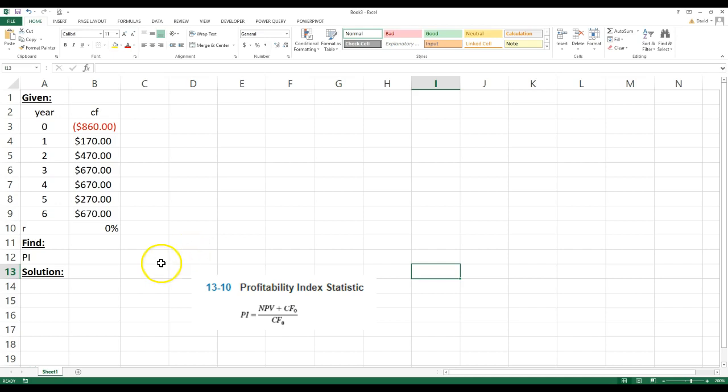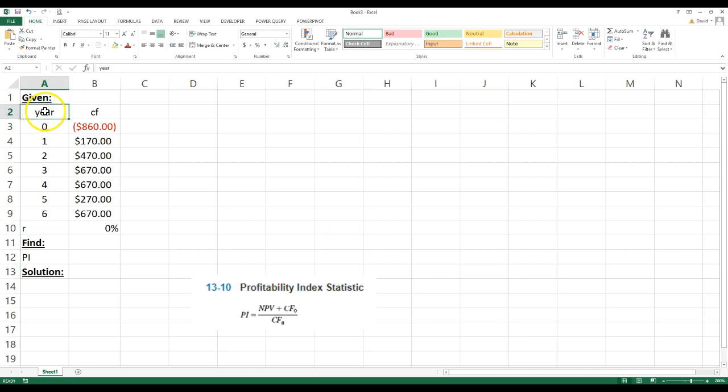Okay, today I'm going to go over how to calculate the profitability index. Some people get confused because there are two ways to calculate the profitability index, so I'm going to go over both ways to calculate it. Let's just go ahead and jump right into the video.